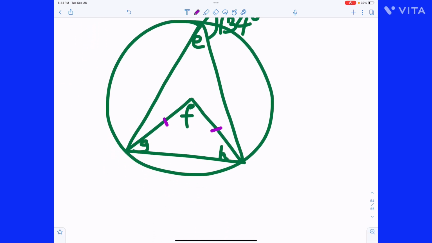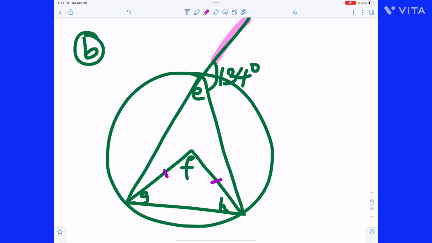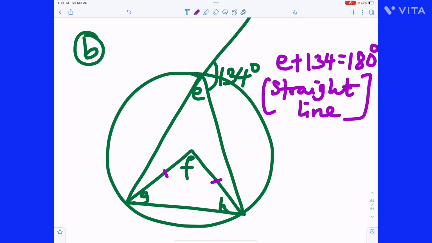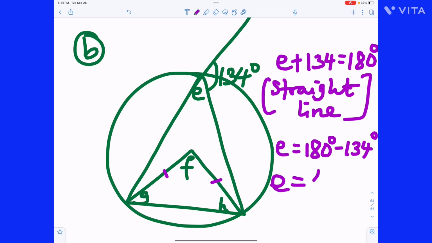Okay, now let's find E first. I think that's easy for us. This is a straight line, and 134 and E are present on that line. So I can get E first. How do I get that? E plus 134 is 180. My reason is not far-fetched. What's my reason? Angles on a straight line. So E is 180 minus 134. So E is 46.